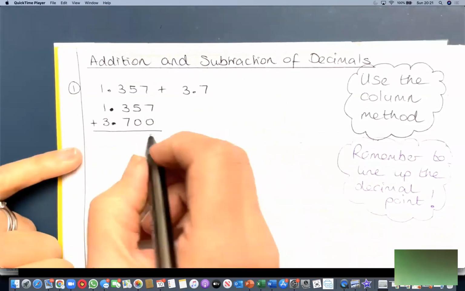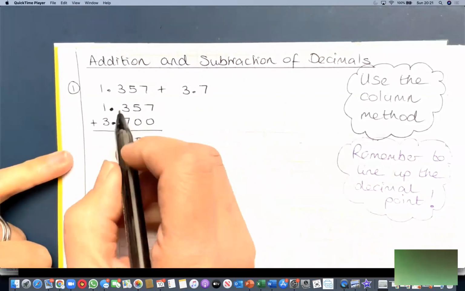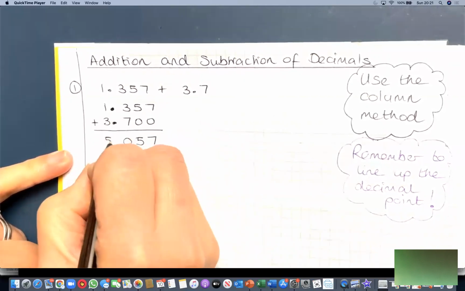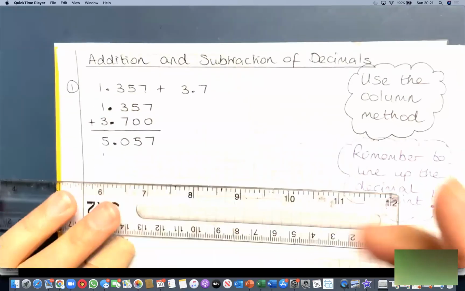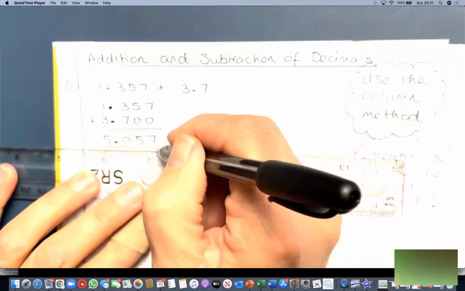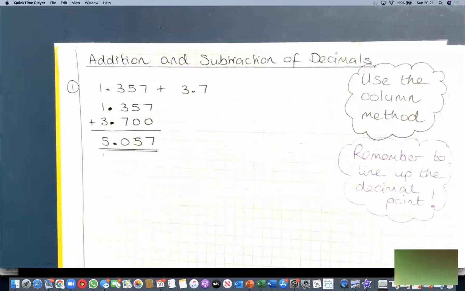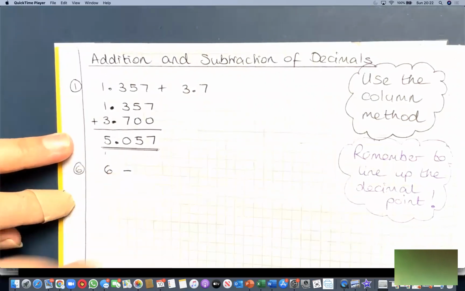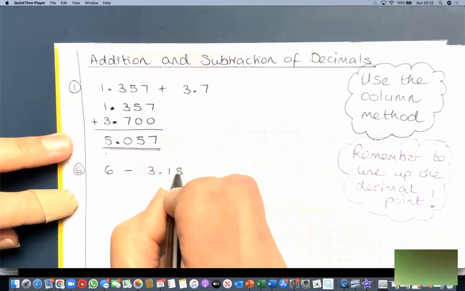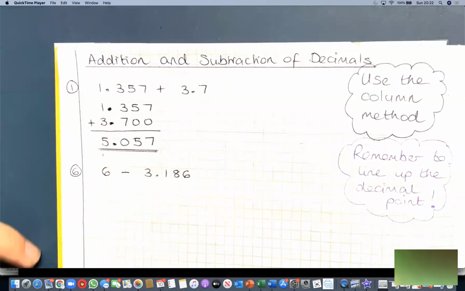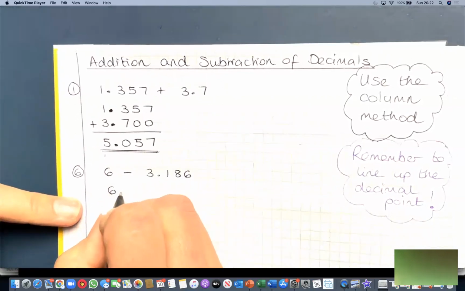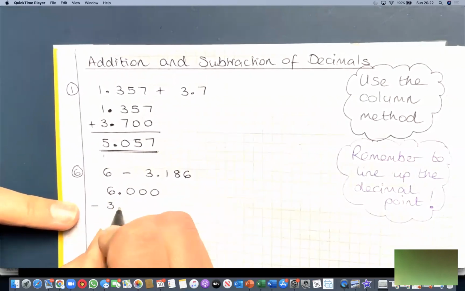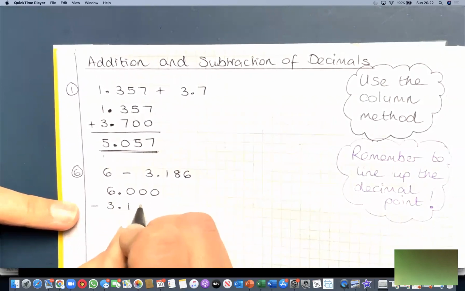So now we know that 7 plus 0 is 7, 5 plus 0 is 5, 3 plus 7 is 10, carry the 1, 1 plus 3 plus 1 gives me 5. So we've got 5.057 for our first answer. Let's look at another one. This time we've got a subtraction calculation. We've got 6 and we're going to subtract 3.186. Again, we're going to write it out using the column method and we're going to put in a load of placeholders because we know that we're subtracting a number that is to 3 decimal places.